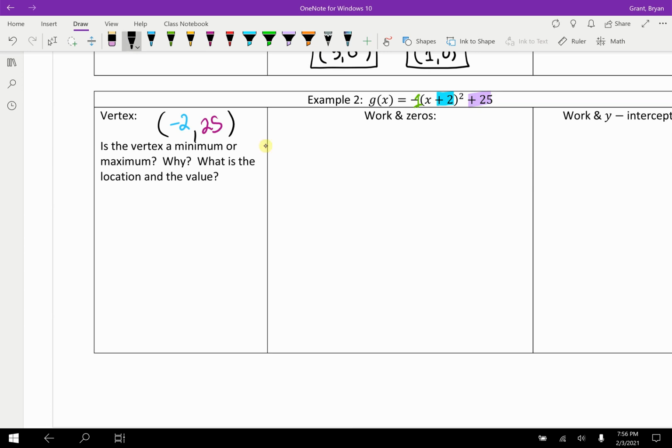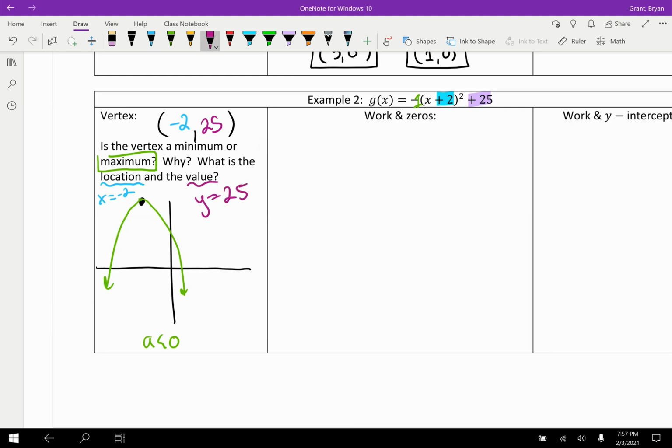Again, I just sketch a really quick graph. It doesn't have to be perfect. Negative 2 and up 25 is somewhere up here. How do we know which way the graph is going, though? We look at that a value. As a is negative, a is less than 0, my parabola is going to be going down. All right, well, what did we say about that vertex then? We say the vertex is a maximum. It is the highest point on this parabola. The vertex is located at x equals negative 2 and has a value of y equals 25.